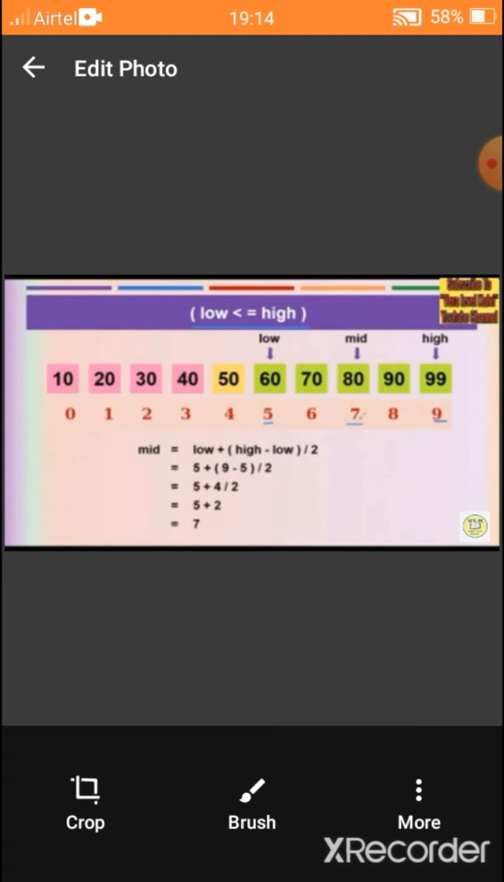So go to the 7th index position. What is the value in the 7th index? 80. So now the middle value 80 is compared with our target value, that is 60. So 60 is lesser than 80. So now our search goes to the left side of the middle value. Is it clear?